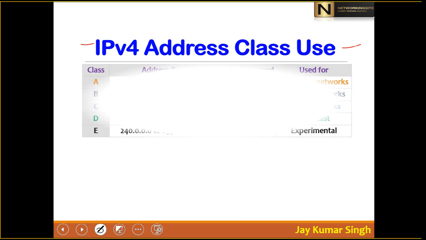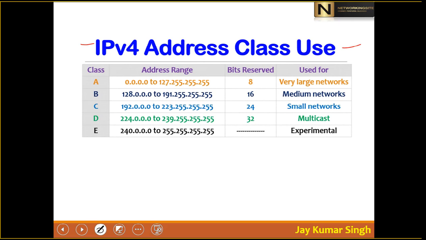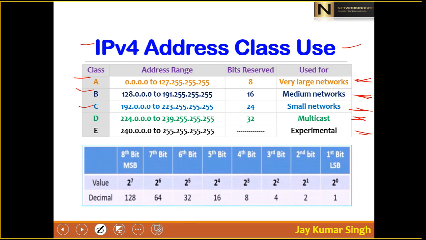Now, IP address class use. How we can use the classes. I already told you that we are using only class A, B, and C. Class A is used for large organizations, B is used for medium organizations, and C is used for small networks. This is multicast use, we can see this one. It is still experimental. And whenever we talk about IP address classification, this chart is very important.